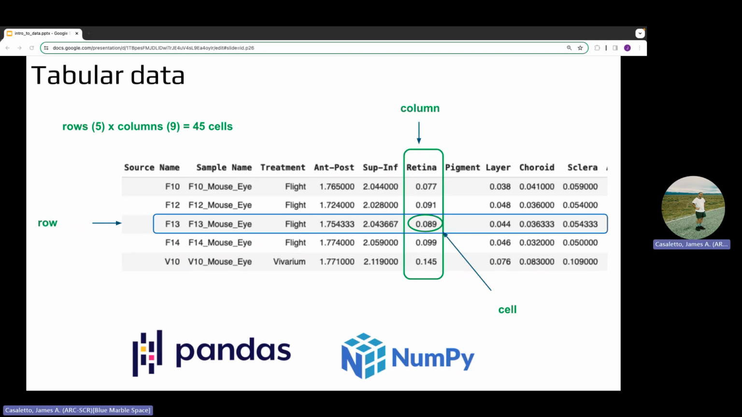Tabular data, as opposed to imaging data, contains strings, integers, decimals, Boolean values, etc., and are arranged in an arbitrary order of columns and rows. A column in a table is a vertical cross-section, and a row in a table represents a horizontal cross-section. Typically, rows represent samples, one row per sample, and columns represent observations, data and metadata, about that sample. A cell in a table is the intersection of a row and a column. For example, in the table in the slide, sample F13's retina measurement is 0.089.